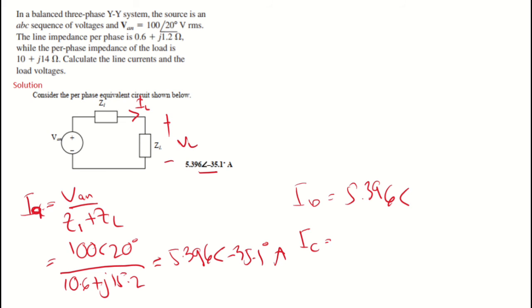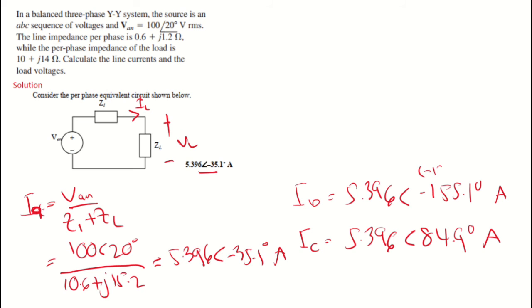So you will get minus 120 minus 35.1, minus 155.1 degree ampere, and IC is plus 120. Let me use my calculator. Minus 35.1 plus 120, 84.9 degree ampere. So you need to remember, this is minus 120 and this is plus 120 of this value here, right? Okay.